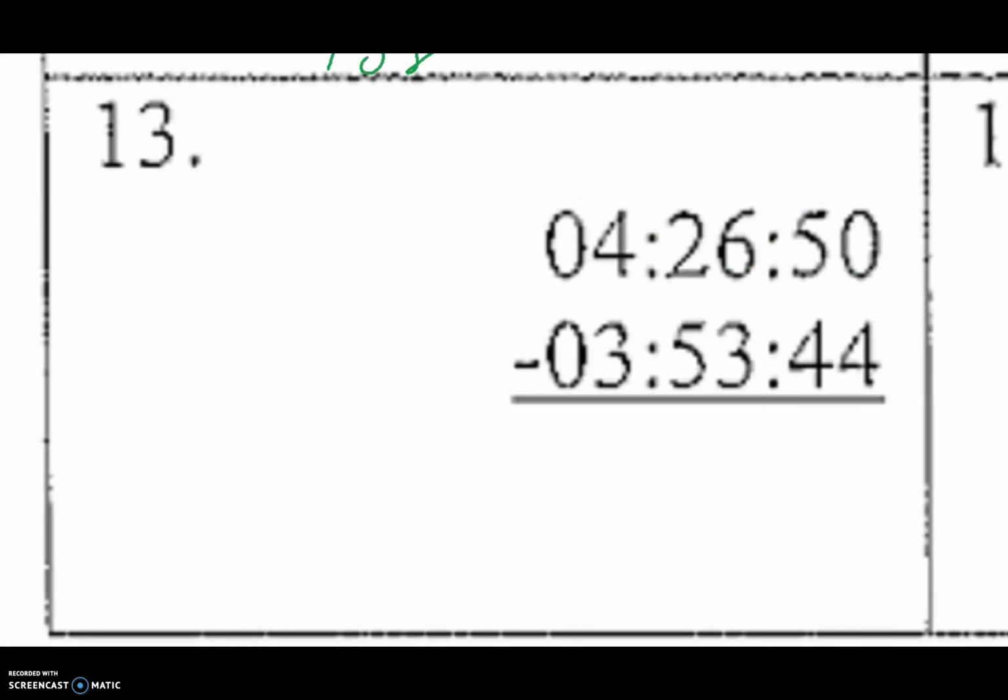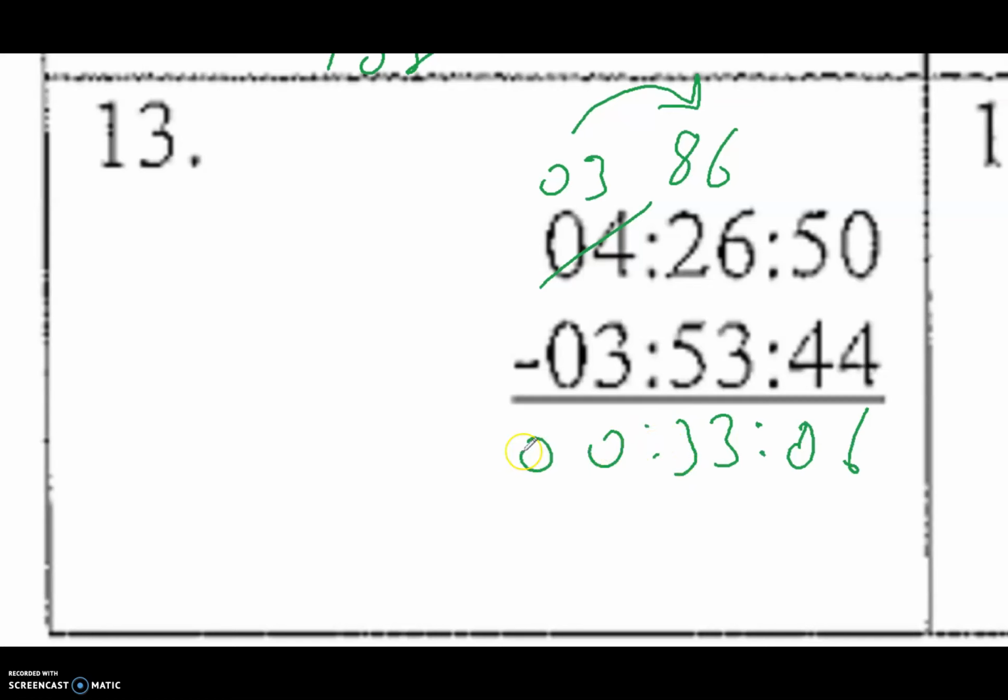All right, on to 13. 13 starts out pretty nice because I can take away 44 from 50 and get 6. Good. I can't do 53 from 26, so crossing out my 4, making that a 3 again. If we're going to cross into the next column, we have to add 60 to 26, which is 86. 86 minus 53 is 33, and 3 minus 3 is 0.